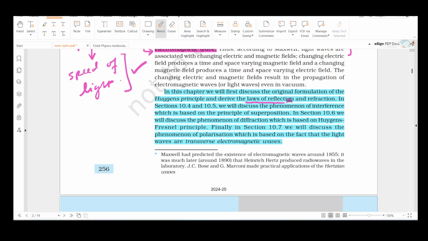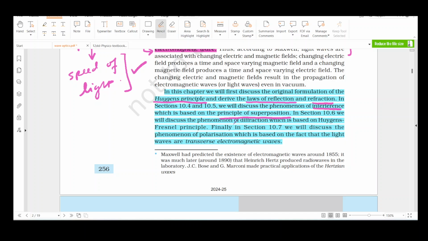Laws of reflection and refraction are derived from a principle. So this is going to be interesting. And then we will discuss the phenomena of interference based on the superposition principle. And this is going to be important.